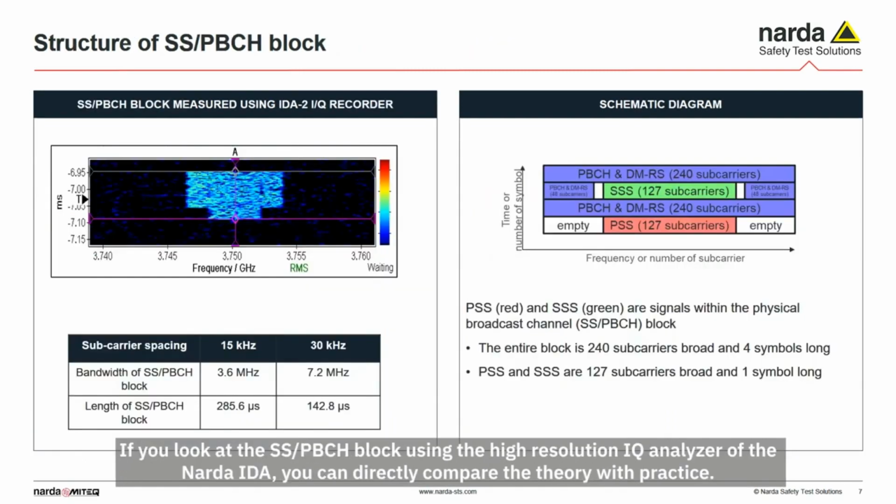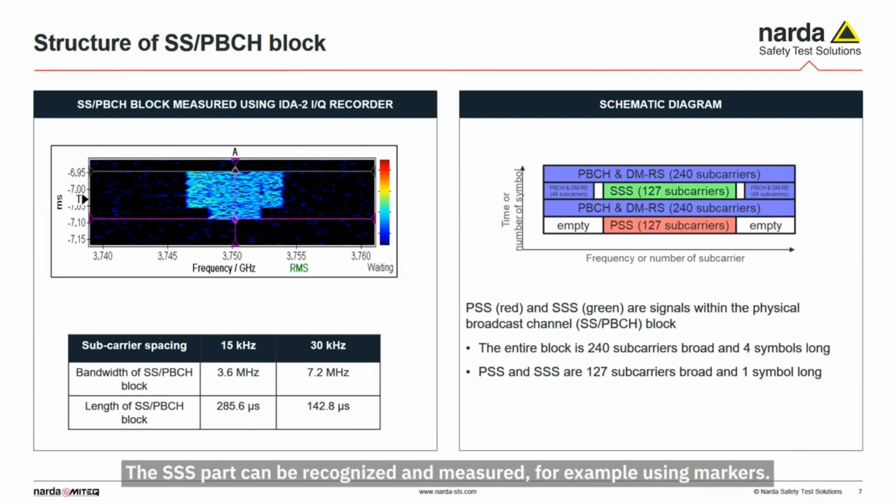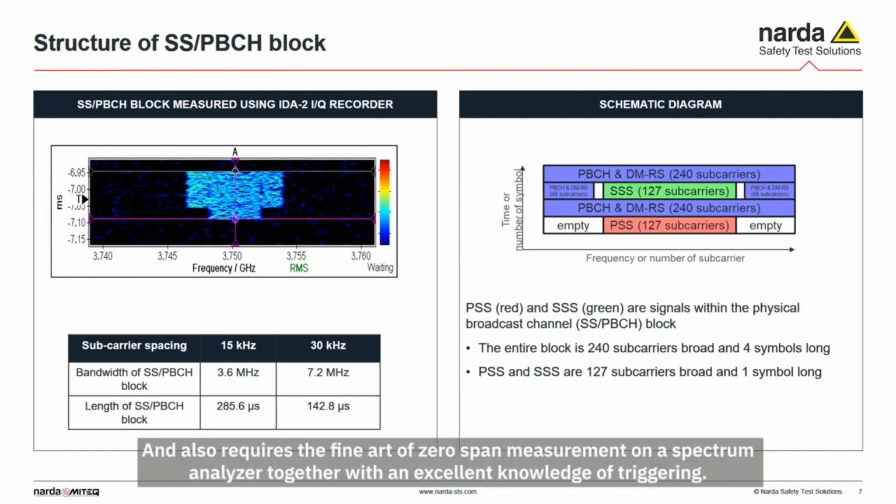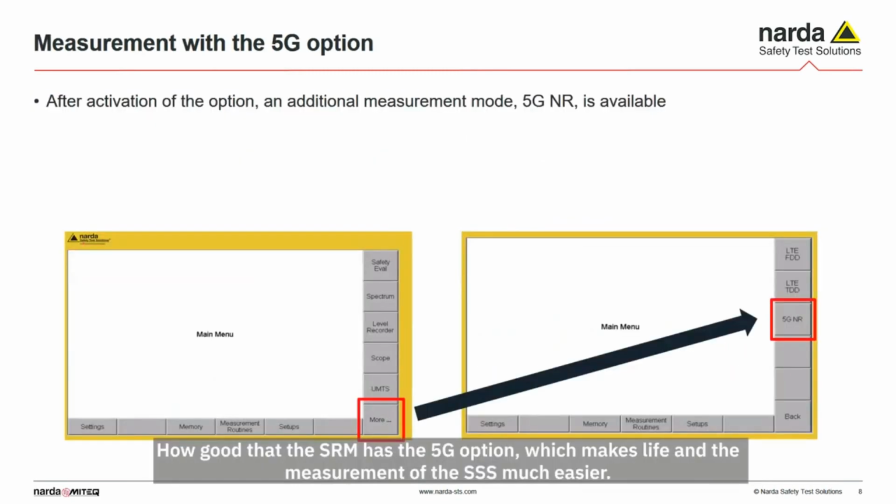If you look at the SS PBCH block using the high-resolution IQ analyzer of the Narda IDA, you can directly compare the theory with practice. The SSS part can be recognized and measured, for example by using markers. But, as mentioned, that only works at a low load, and also requires the fine art of zero-span measurement on a spectrum analyzer together with an excellent knowledge of triggering. How good that the SRM has the 5G option, which makes live measurement of the SSS much easier.